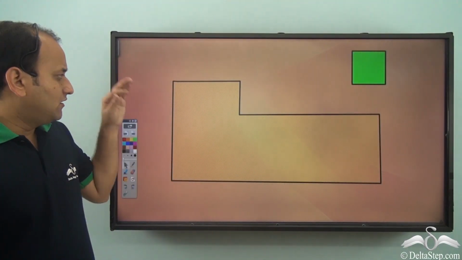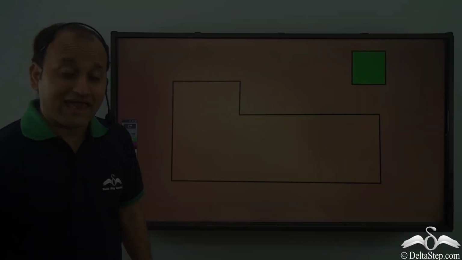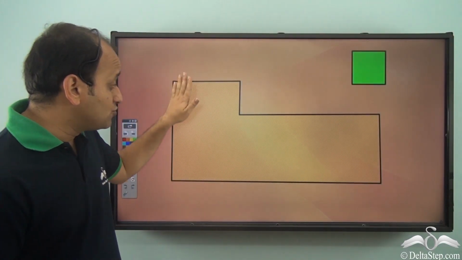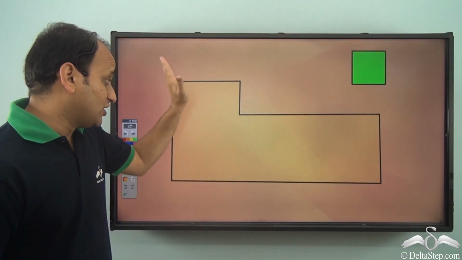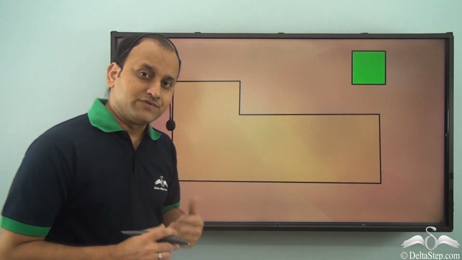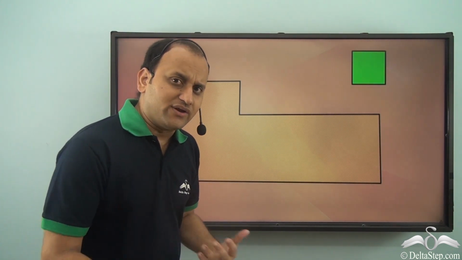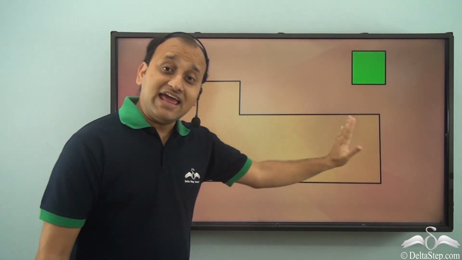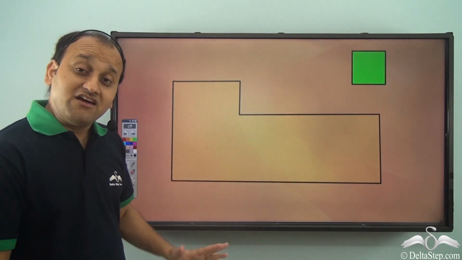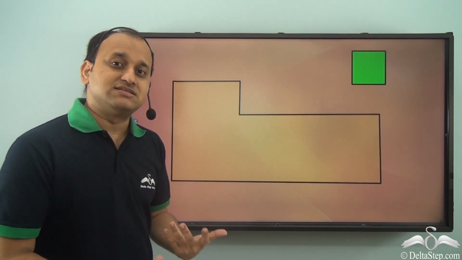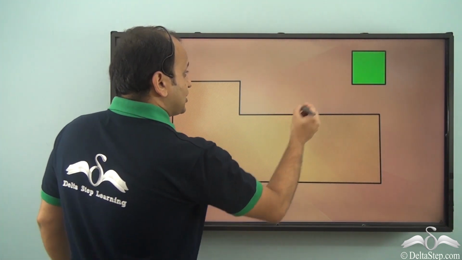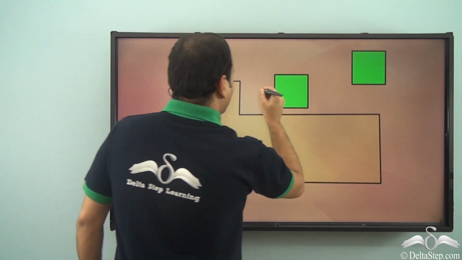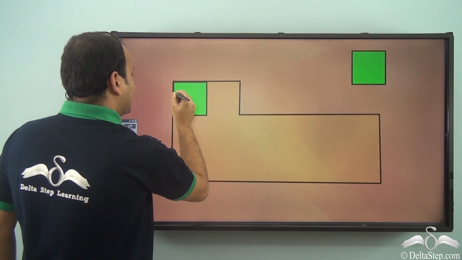Now we have this shape here and we need to calculate the amount of space which this particular shape occupies. So what do we need to calculate exactly? Well, we need to calculate the area of this shape. So you see, whenever you need to calculate space occupied by a shape, it is nothing but area of the shape. So let's start calculating. We'll use these square tiles again.